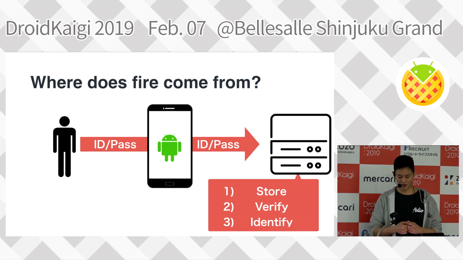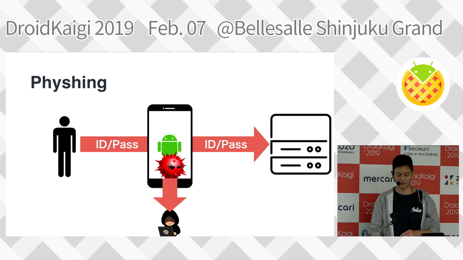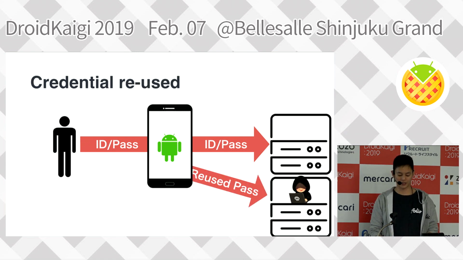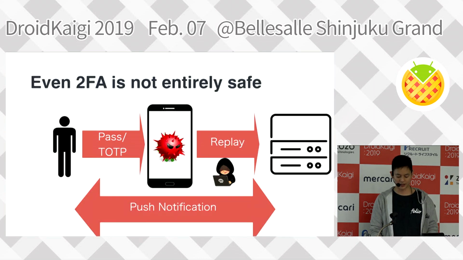So how does a breach of the password occur? One vector is phishing. One vector is interception of the traffic. And lastly, reusing the password, and a website which leaked the password can be another vector. You may ask, how about 2FA? Doesn't it give a better password experience? I would say it's better than nothing, but not entirely good enough.